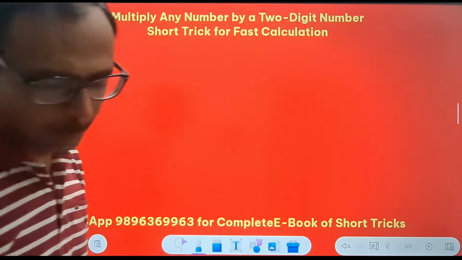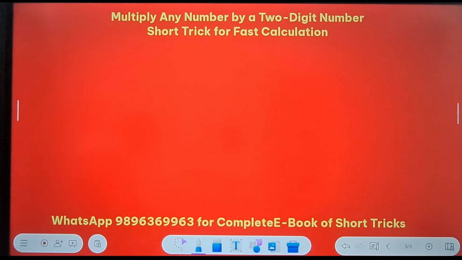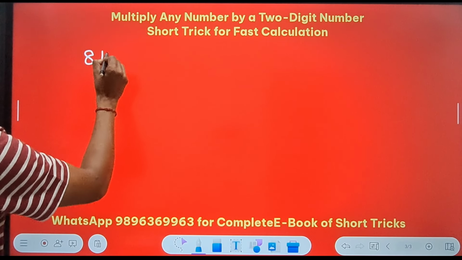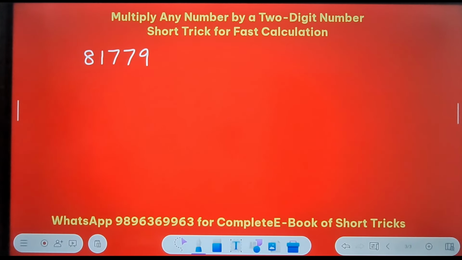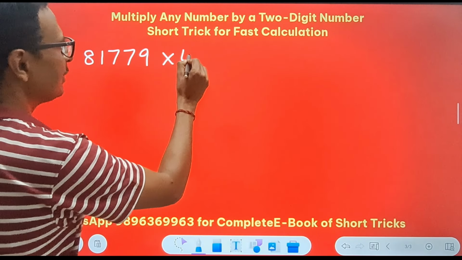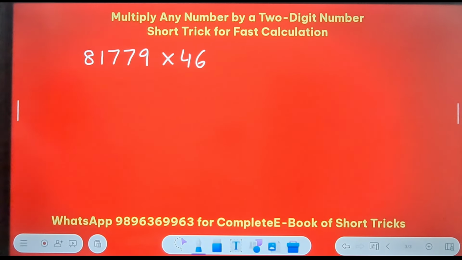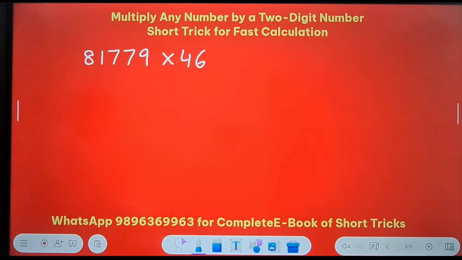Let's pick up more challenging questions now. How about doing 8, 1, 7, 7, 9. Look at the number which I am taking, 8, 1, 7, 7, 9. And I want to multiply that by 46 this time. Now this is really going to be challenging.